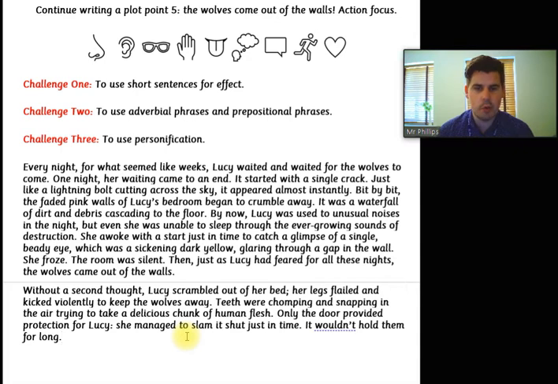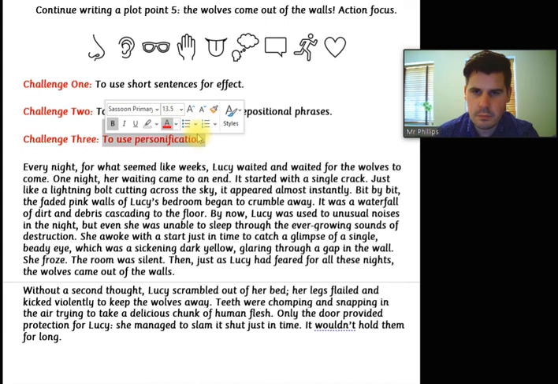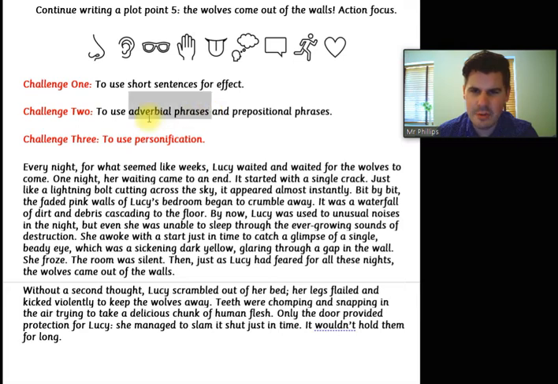It wouldn't hold them for long. So I've used personification now. I've managed to get that one. I've used an adverbial phrase as well, and I would say I've not really used enough short sentences to tick that off yet. So I've got Lucy out of her room now. I kind of need her to maybe shout for mum and dad and brother and get them all downstairs. So maybe new speaker, new line. Let's do a bit of dialogue.